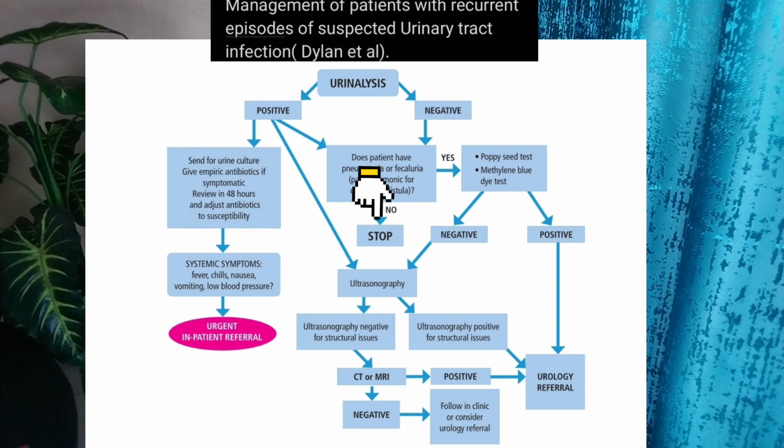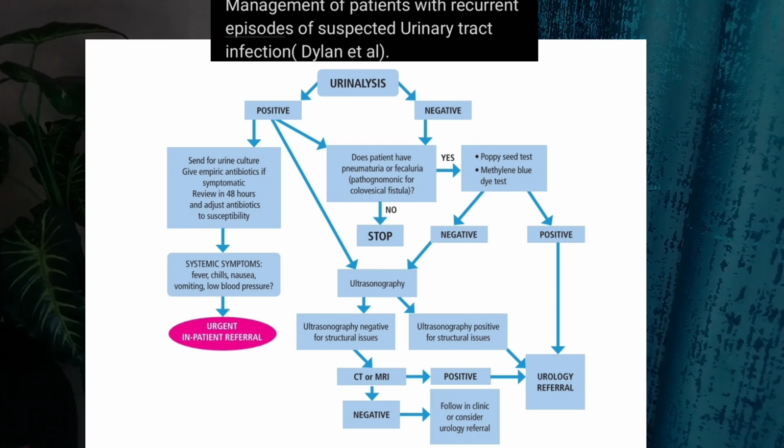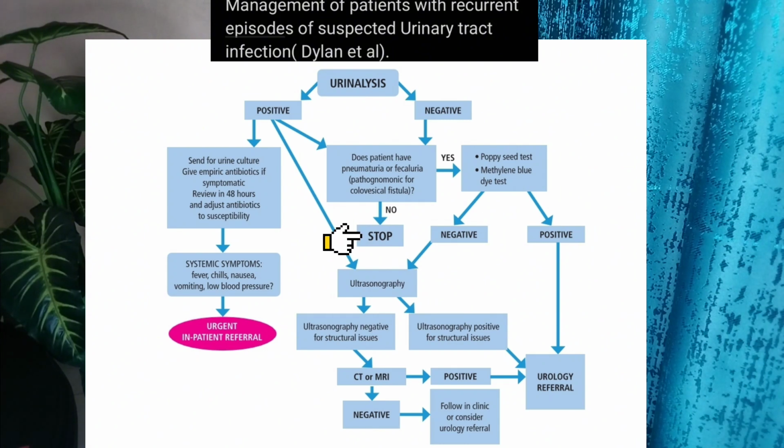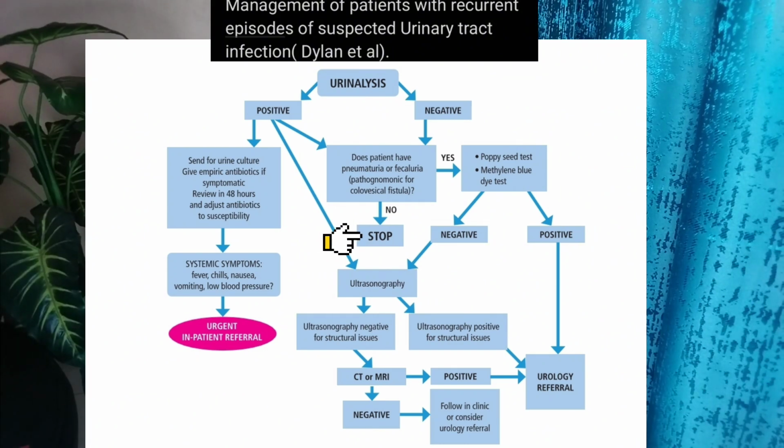Still, for the patients that have a positive urinalysis but don't have the specific features of the enterovesical fistula, that is the pneumaturia, and fecaluria, that is the air bubbles, air and then froth, as well as fecal matter in the urine, we just end there. We just give them antibiotics. There is no need of investigating them further.